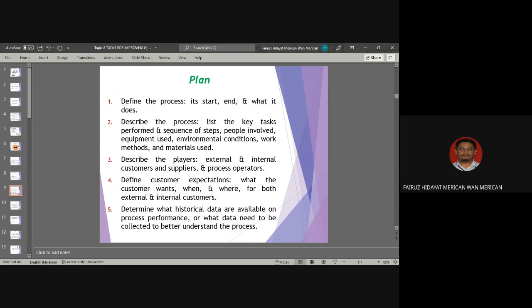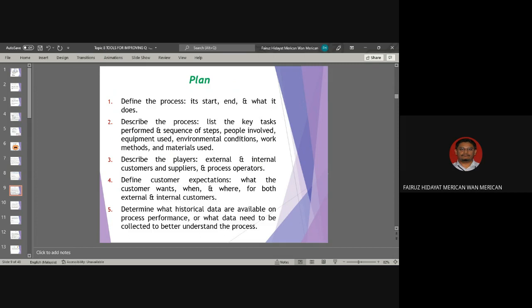Okay, what are the key tasks, the main tasks to be done? Okay, the sequences, the people involved, who is going to be involved in the new changes, okay, what equipment will be used, okay, the environmental conditions of the change, okay, any changes to the work methods will be changed as well, and what materials will be used. All these things have to be described in the plan.